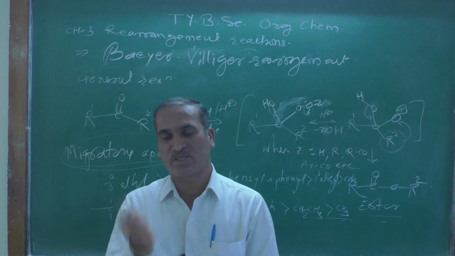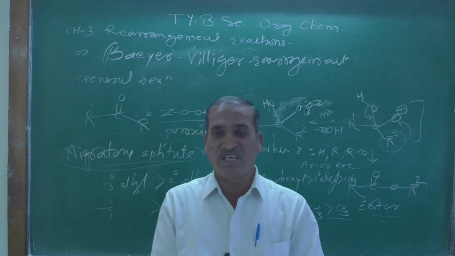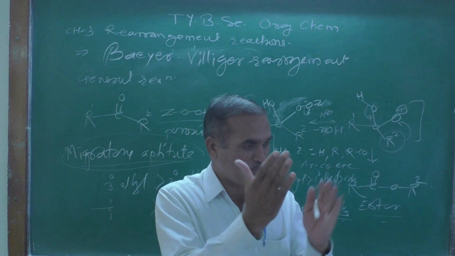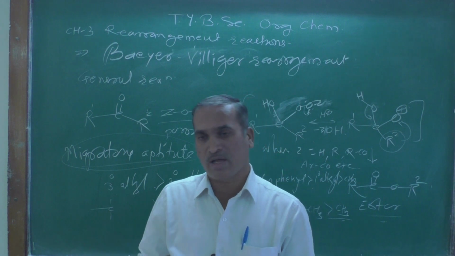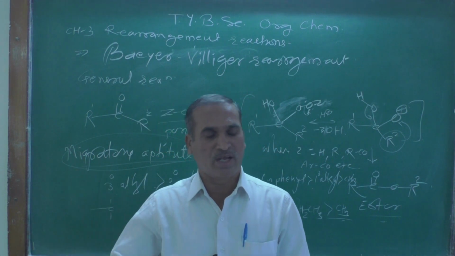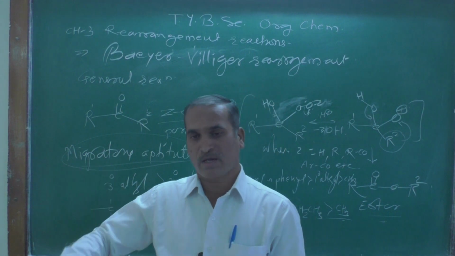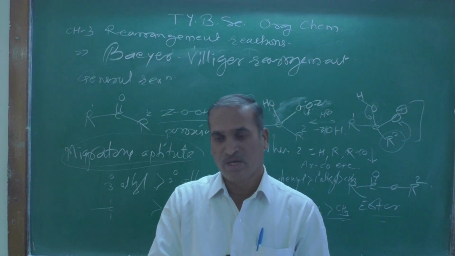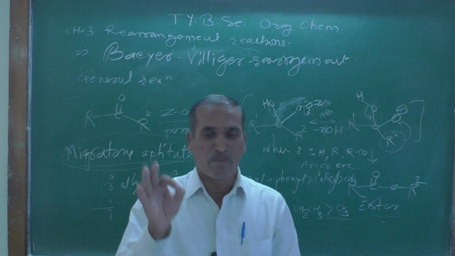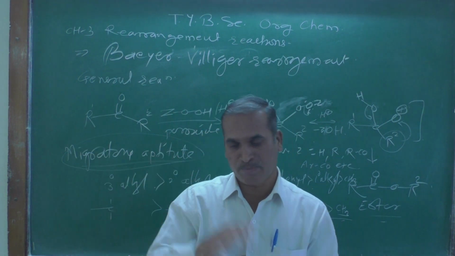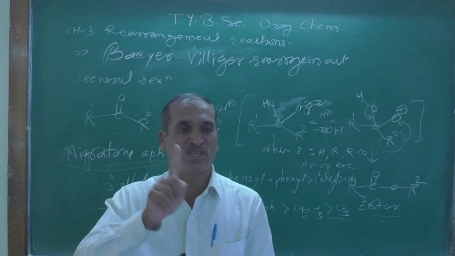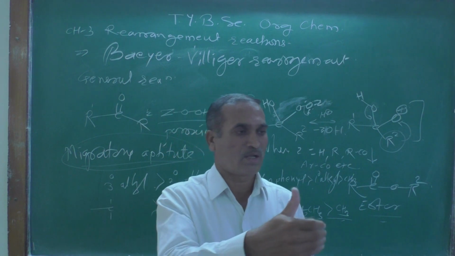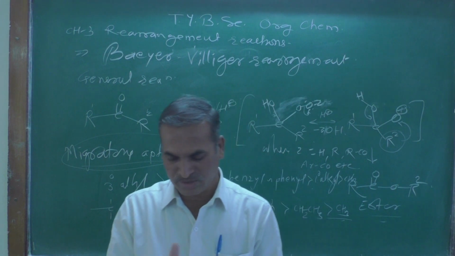Understood this? What do you mean by a stereospecific reaction? Because these rearrangement reactions are controlled by stereospecificity. Your starting material has an R configuration, the resulting final product must have an R configuration. If suppose your starting material has an S configuration, the resulting compound must have the S configuration, means your configuration is retained over there. Such kinds of chemical reactions are known as stereospecific reactions.